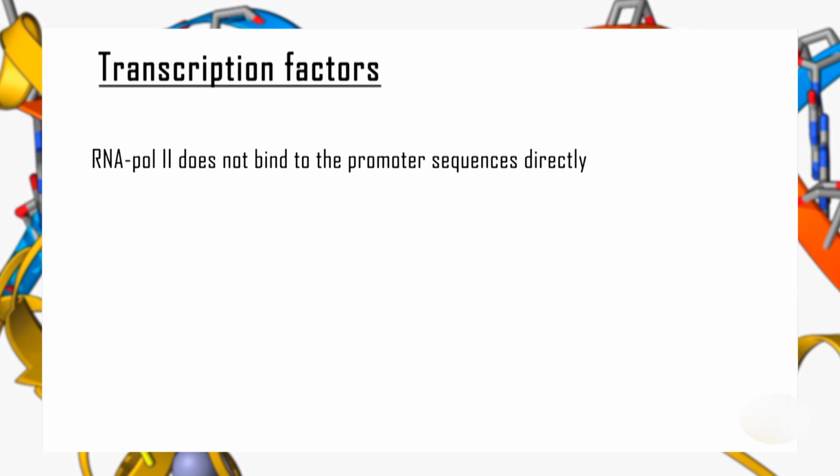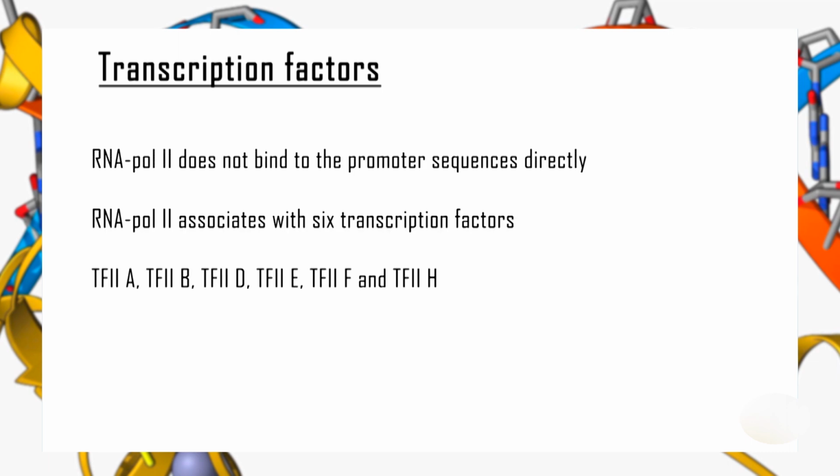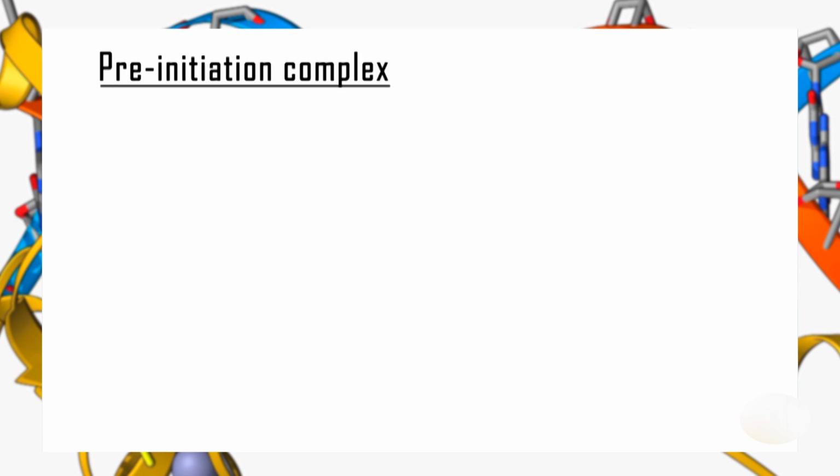Transcription factors: RNA polymerase II does not bind to the promoter sequences directly. RNA polymerase II associates with six transcription factors: TFIIA, TFIIB, TFIID, TFIIE, TFIIF and TFIIH.